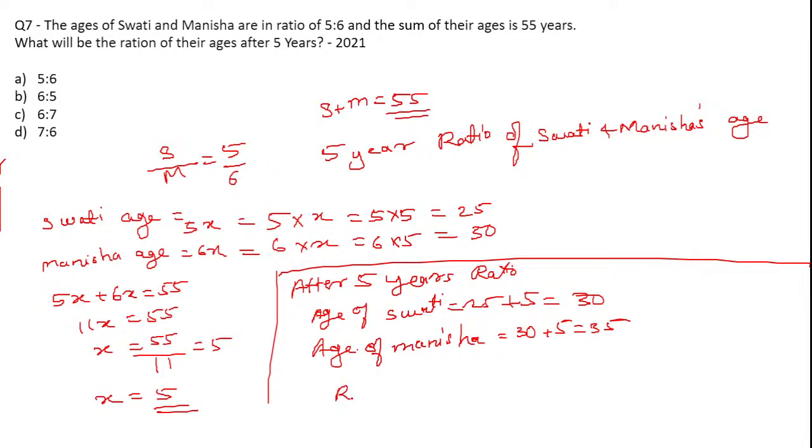So we have to find the ratio S upon M equals 30 upon 35. So it comes 6 by 7, 6 is to 7. So the ratio we can write as 6 is to 7. So let's find the options. A option is wrong, second option is also wrong, that is 6 is to 5 they have given. C option is the correct one, 6 is to 7. Hope you have understood the solution.